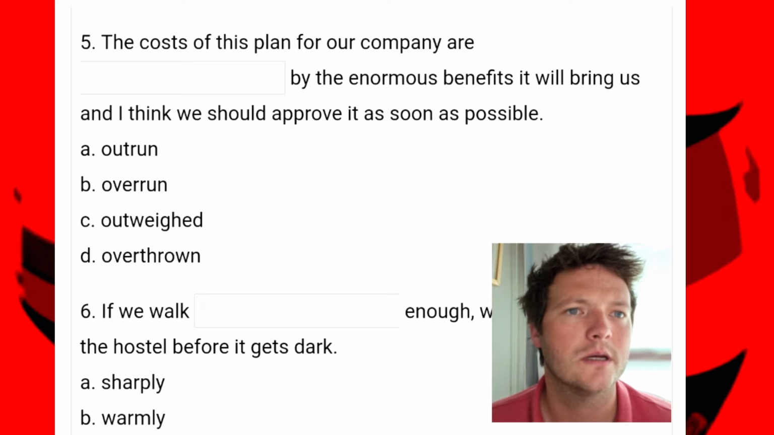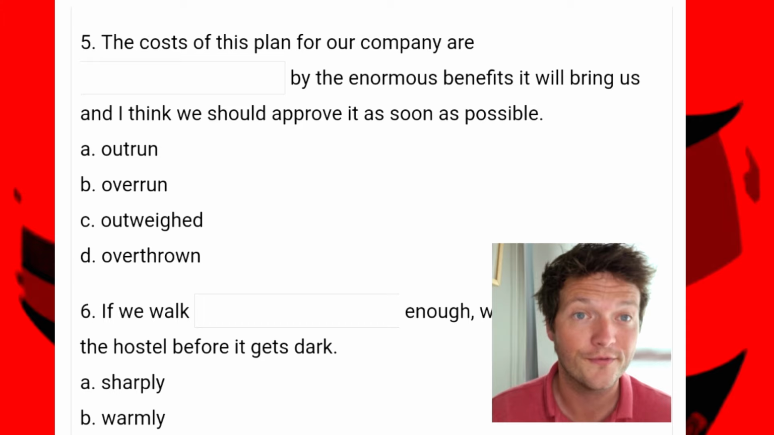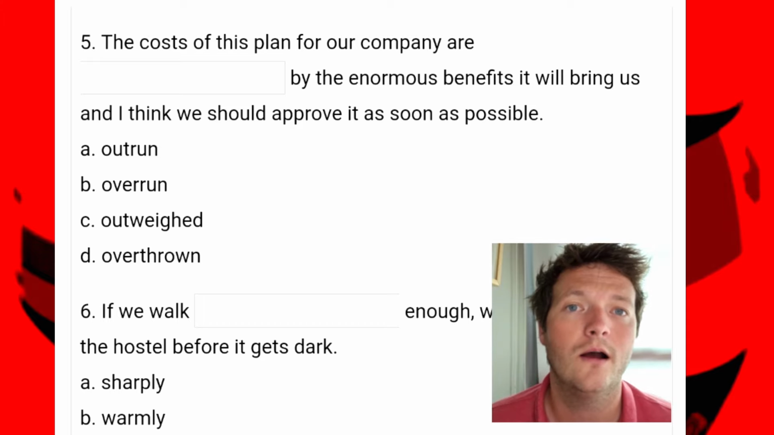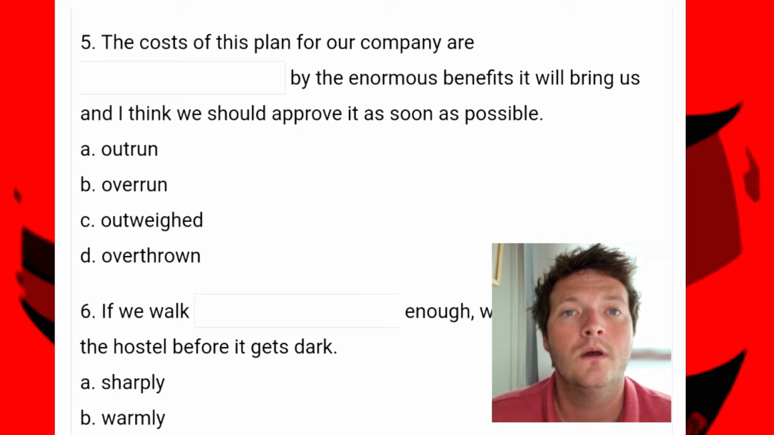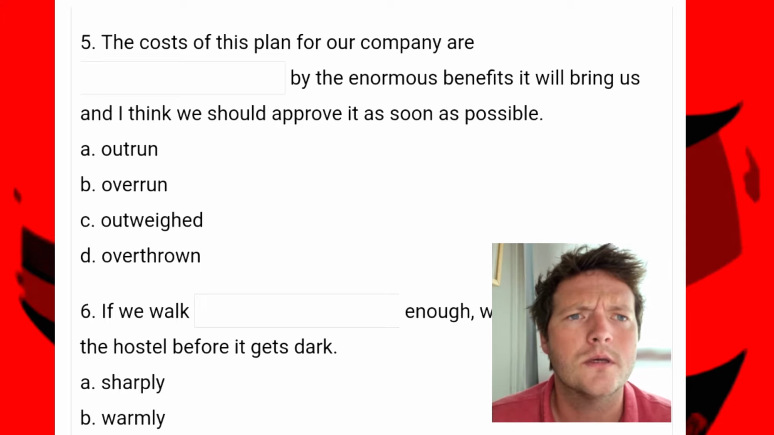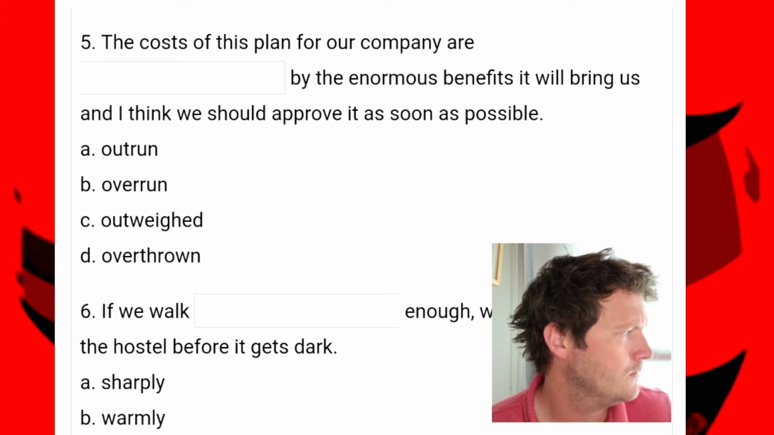Out is a really interesting prefix because it basically means to be more than whatever goes past it. So if you outrun something, you run faster than it. You outweigh, weighs more. Outperform, you perform better than something else or someone else. To overrun is, I guess, to kind of like you overrun.